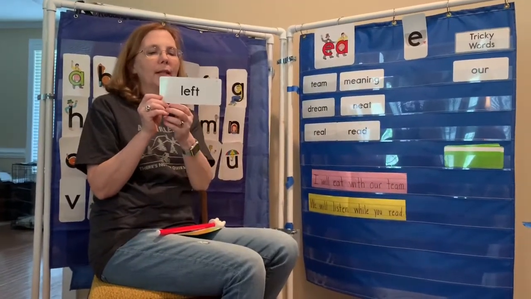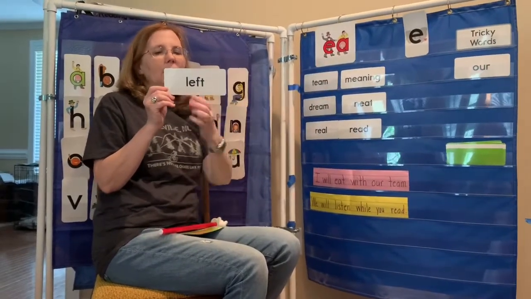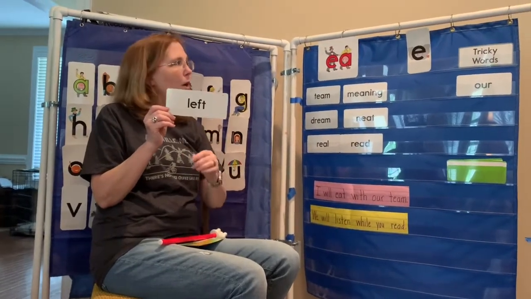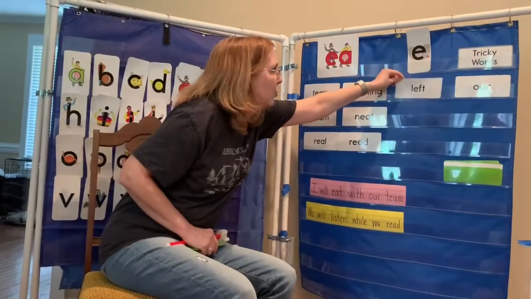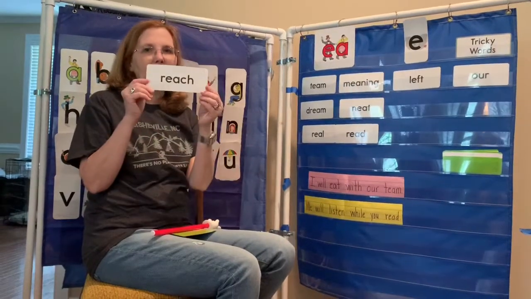Let's sound it out, because I don't see this vowel team here at all. Here we go. Left. You're right. It's got that Eddie Elephant sound. So it's going to go over here for the short E. Great job. All right. Let's look at the next one.